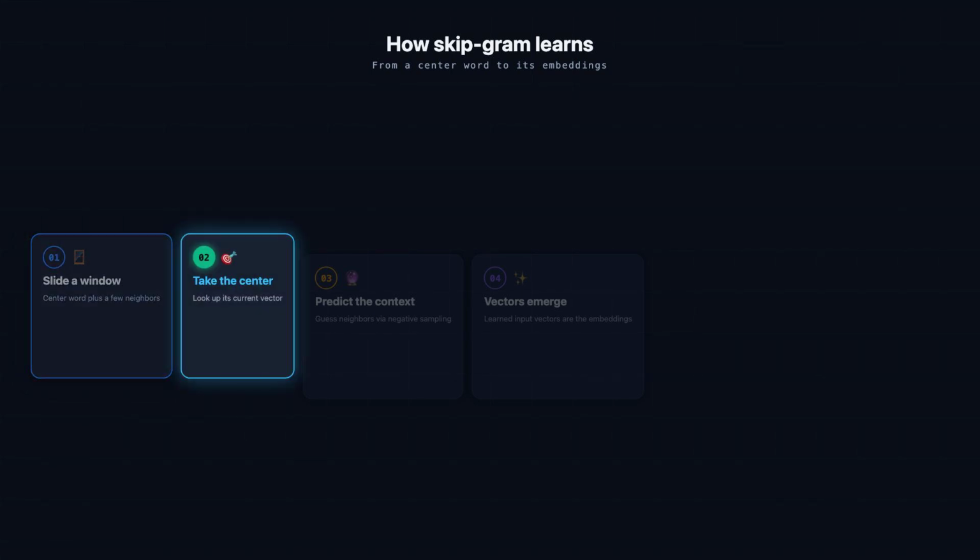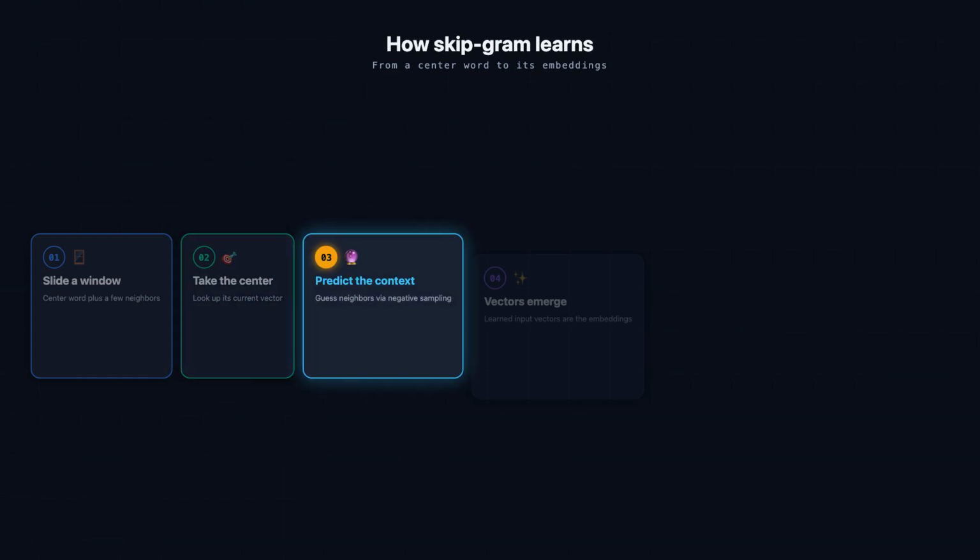Feed that center word into a tiny network, really just a lookup that grabs the word's current vector. That single vector is the only thing the model gets to see. From it, and it alone, the network has to make all of its guesses about the neighborhood. Train the network to predict each surrounding context word from that center vector, nudging the weights whenever it guesses wrong.